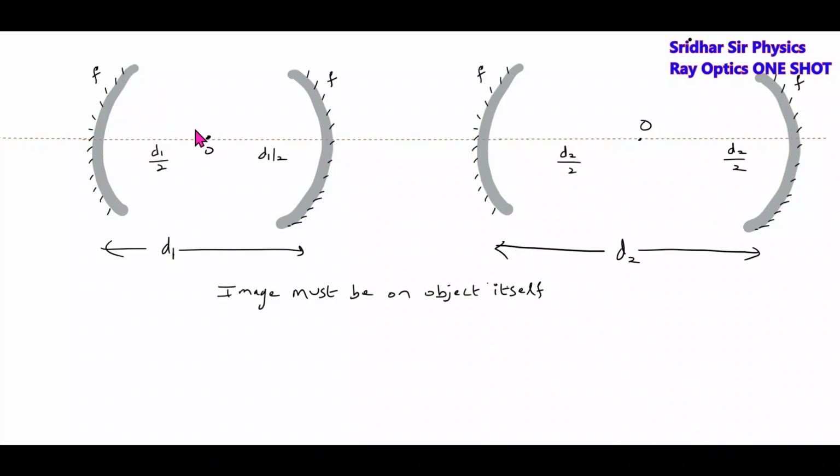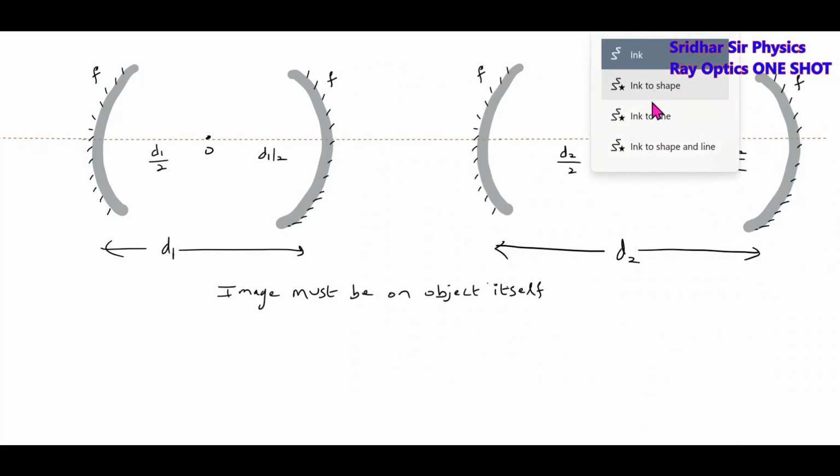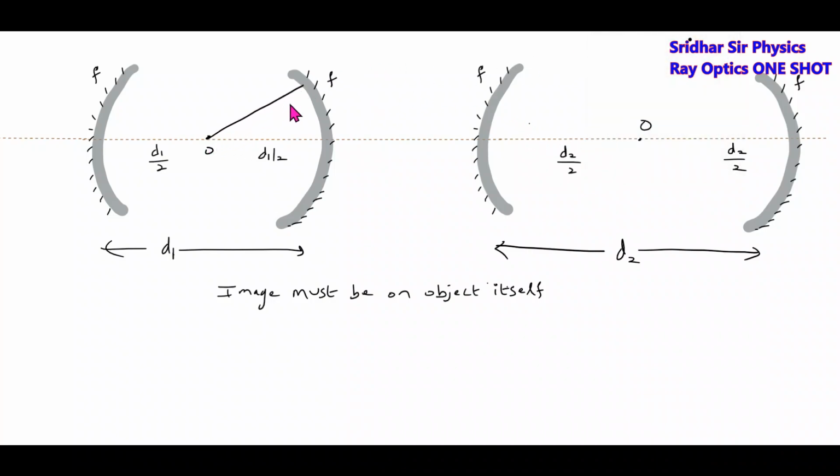Next, an object is kept on the common axis of concave mirrors, each of some focal length. The image must be on the object itself. Then we have to calculate the distance d1. Suppose this object is here, there is an incident ray here. After reflection it will become parallel.